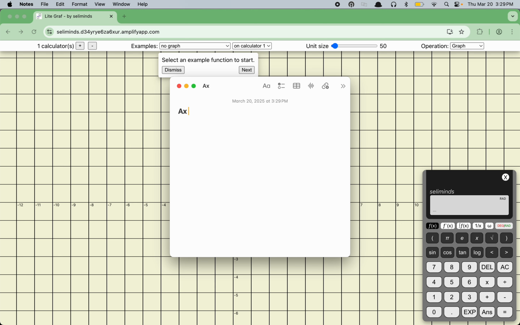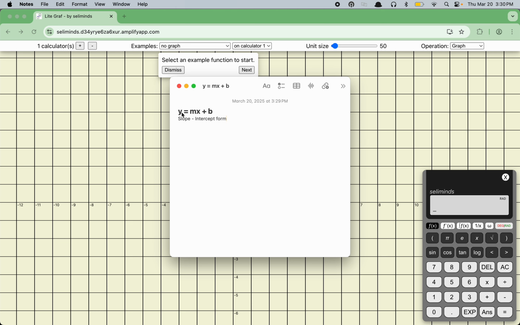For this video, we're going to use the most commonly used representation of a line, which is y equals mx plus b. This is called the slope-intercept form of a line. Okay, so what does it mean when we say slope-intercept form?